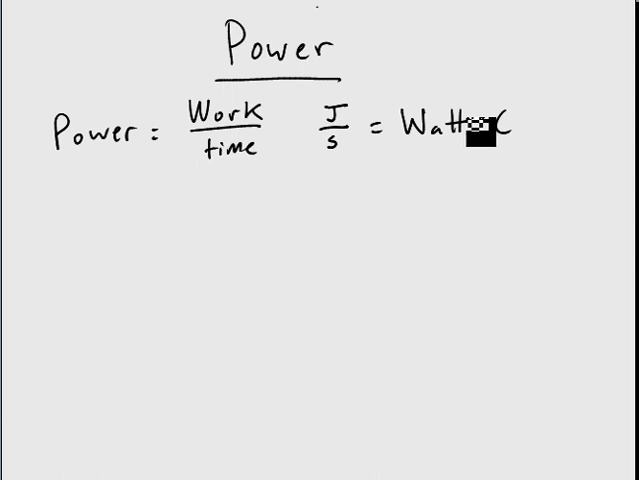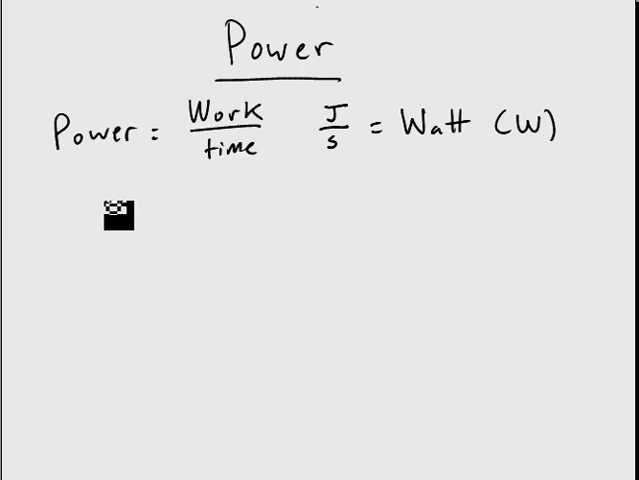In this video, we will be talking about power. And power is just the rate at which work is done. So it's work over time. So the units are the units of work, joules, divided by the unit of time, seconds. And we call that a watt. And for shorthand, we can make a big W. So power is work over time.